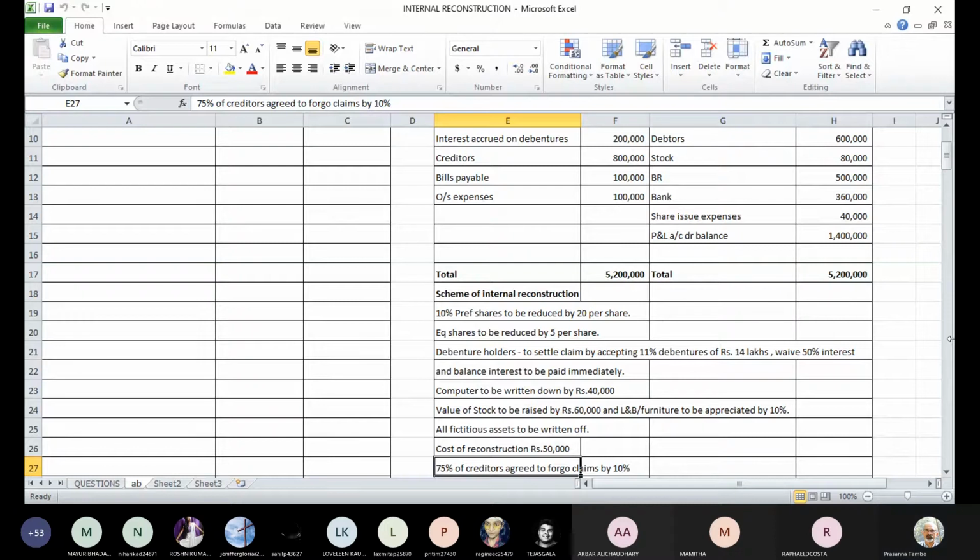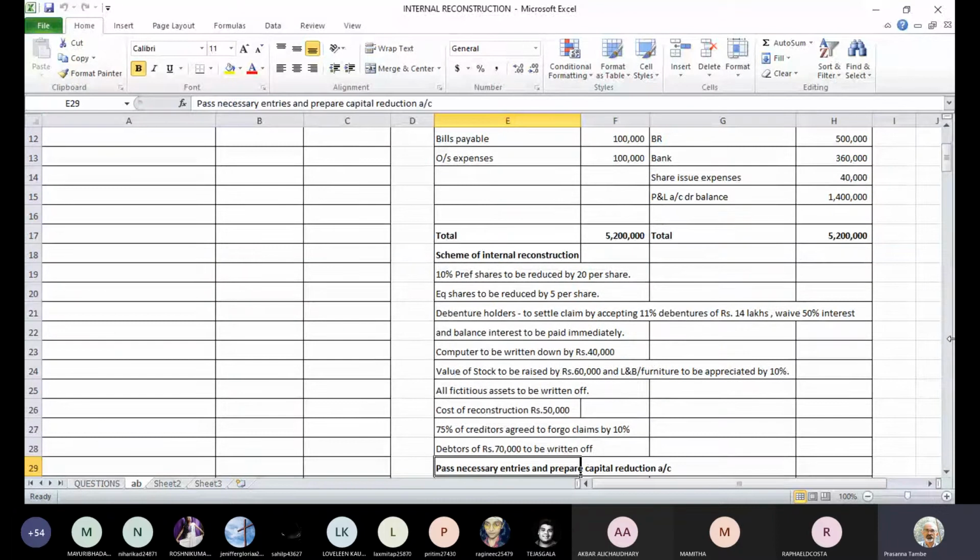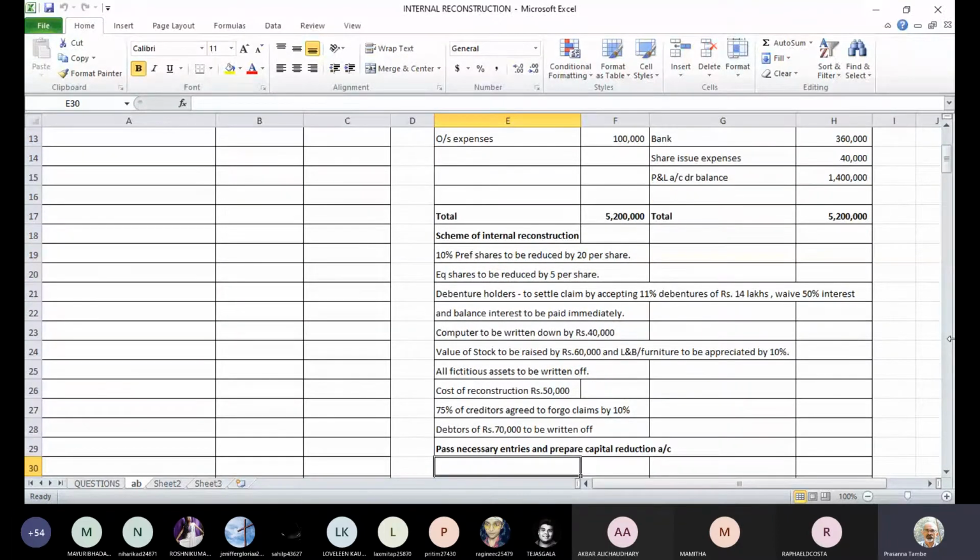Cost of reconstruction you have paid is 50 on reconstruction, and 75% of the creditors have agreed to forgo claims by 10%. So not all creditors have agreed, but only some creditors have agreed for this. And debtors of rupees 70,000 are to be written off. So whatever the balance of debtors, out of that 70,000 is possibly not recoverable. So we are going to write off the debtors to the extent of that amount also. So these are the details that we are supposed to work on.